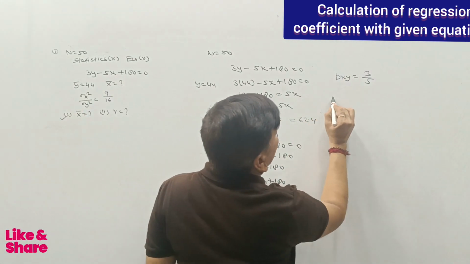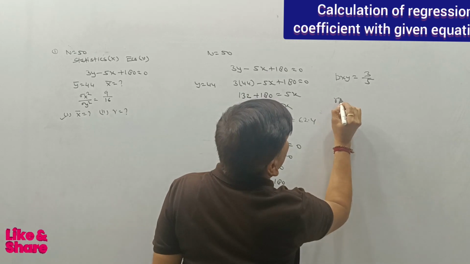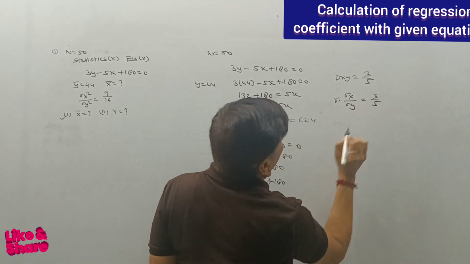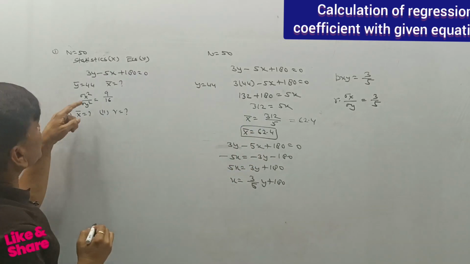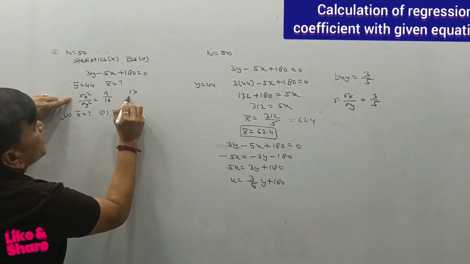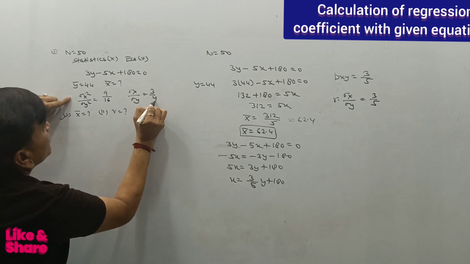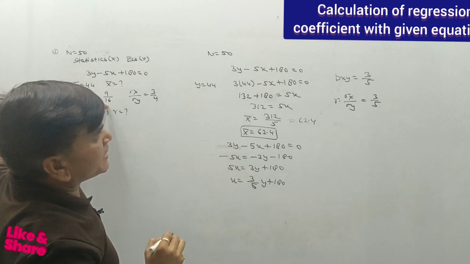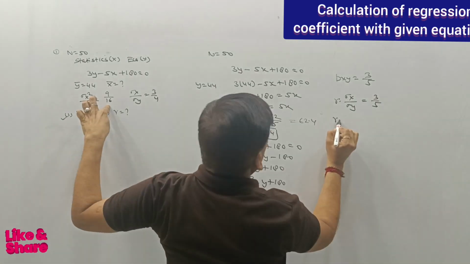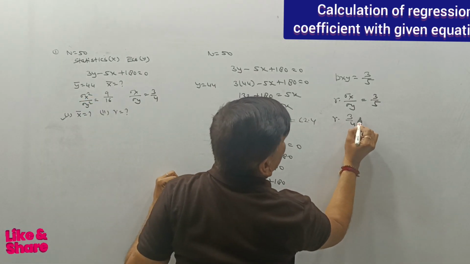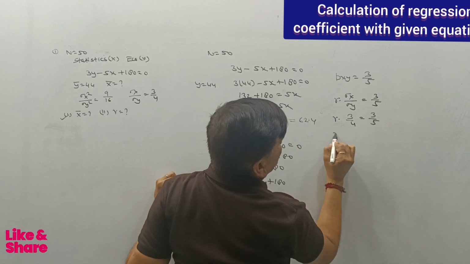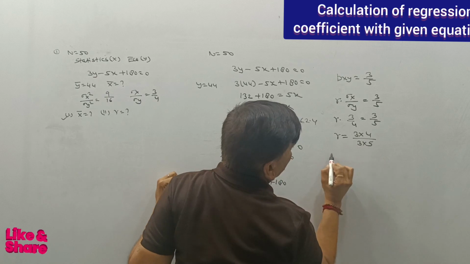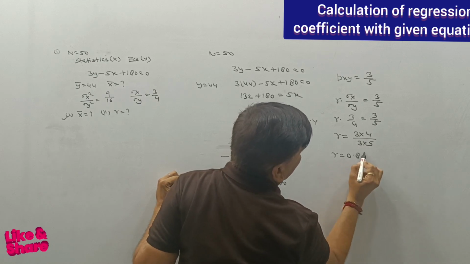As we know, bxy is r multiplied by standard deviation x upon standard deviation y, that is 3 upon 5. Standard deviation x upon standard deviation y is equal to 3 upon 4, because standard deviation x square is 9 and standard deviation y square is 16. So r multiplied by 3 by 4 is 3 by 5. So r is equal to 3 multiplied by 4 upon 3 multiplied by 5, so the r value is 0.8.